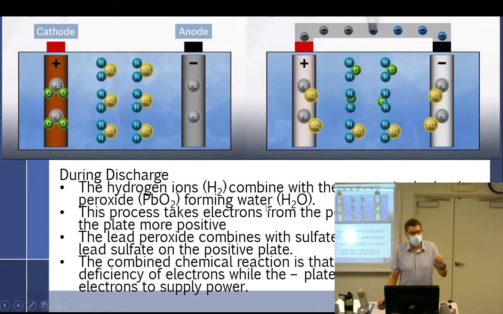So what's happening to the electrolyte as it's discharging? It's becoming water. It's going from acidic towards water. This process takes electrons from the positive plate, making the plate more positive. The lead peroxide combines with sulfate to create lead sulfate, which is bad, on the positive plate. The combined chemical reactions mean the plus plate has a deficiency of electrons, while the negative plate has an excess of electrons to supply power.